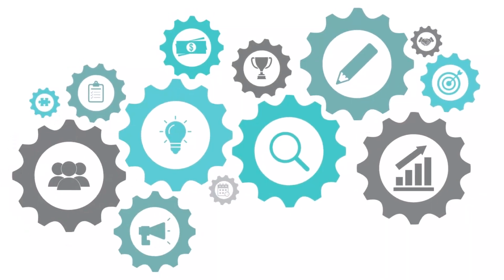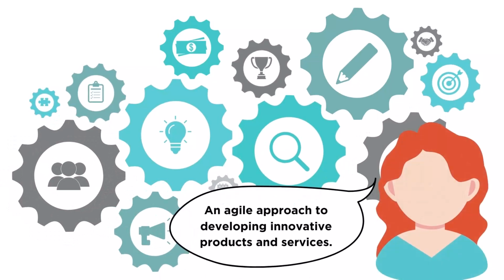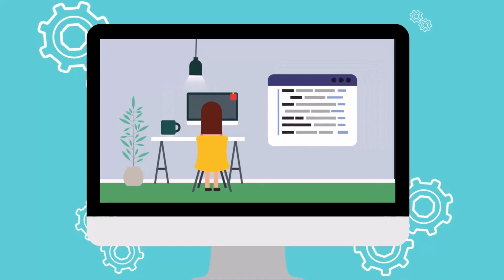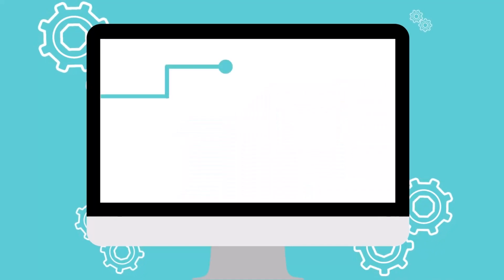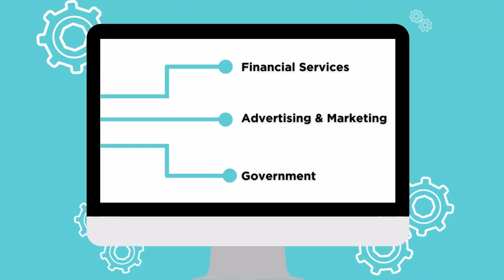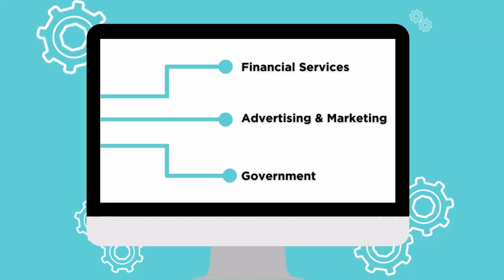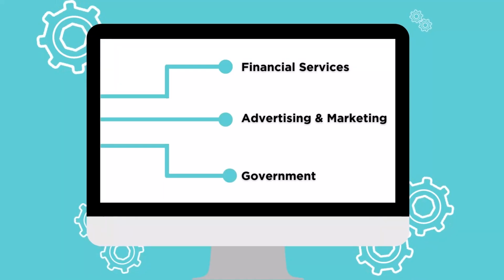Scrum is an agile approach for developing innovative products and services. Though Scrum is most commonly used to develop software products, the core values and principles can be used to develop different types of products or to organize the flow of various types of work.